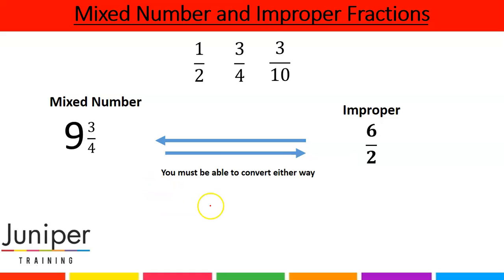For functional skills, you must be able to convert either way. So you must be able to take a mixed number and turn it into an improper fraction, and you must be able to take an improper fraction and turn it into a mixed number fraction. So let's have a look at how it's done.